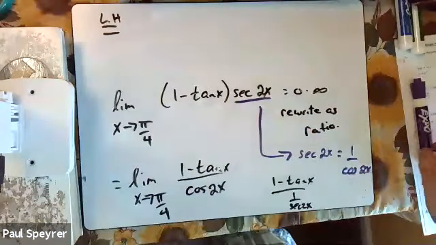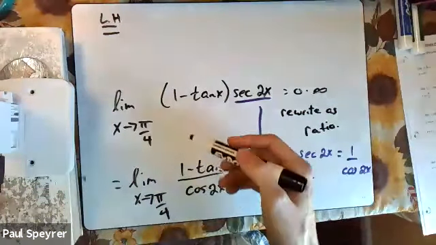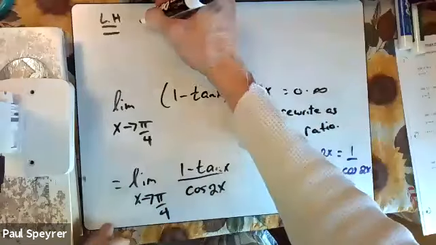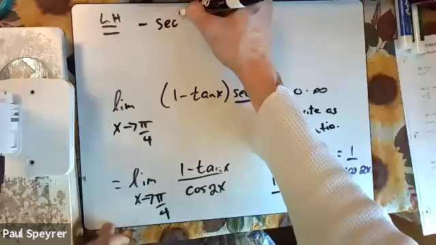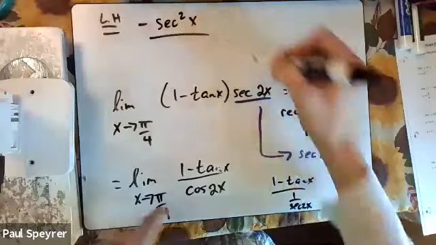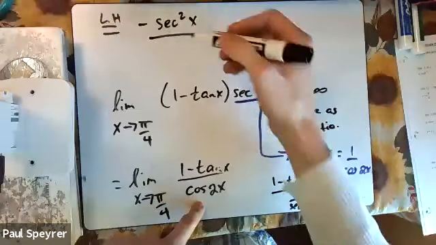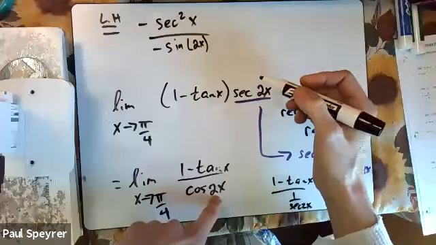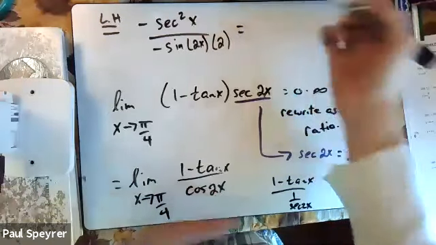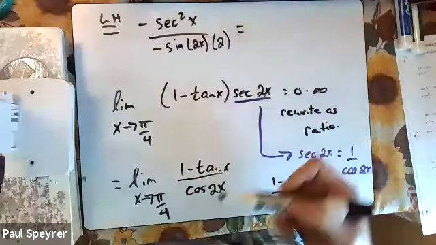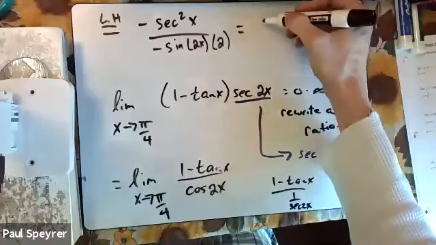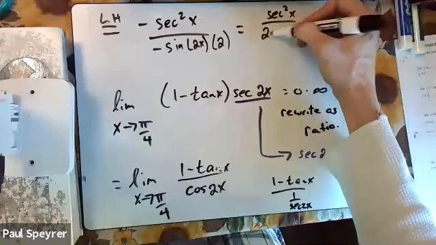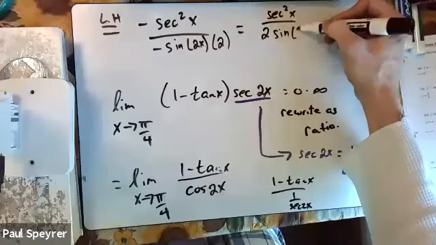If we L'Hopital the top, well, derivative of 1 is 0. Derivative of tangent is secant squared, but there's a negative in front of it. So we get negative secant squared of x. In the denominator, you need to chain that, right? Derivative of cosine is negative sine. And we have 2x, and then times the derivative of the 2x, which is 2. So I'm just going to clean this up, right? Negative over negative is a positive. So we have secant squared of x over 2 sine of 2x.